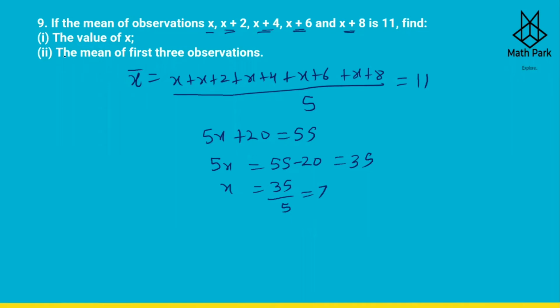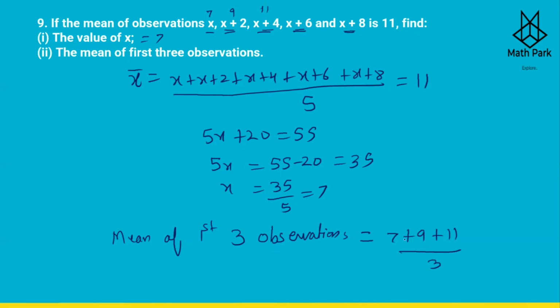Now we found the value of x, which is 7. Now we find the mean of the first three observations. So we put in the value: the first observation is going to be 7 plus 2, that is 9. 7 plus 4 is going to be 11. So the mean of the first three observations, as we have seen up there, when we substitute the value of x, is 7 plus 9 plus 11 divided by 3.